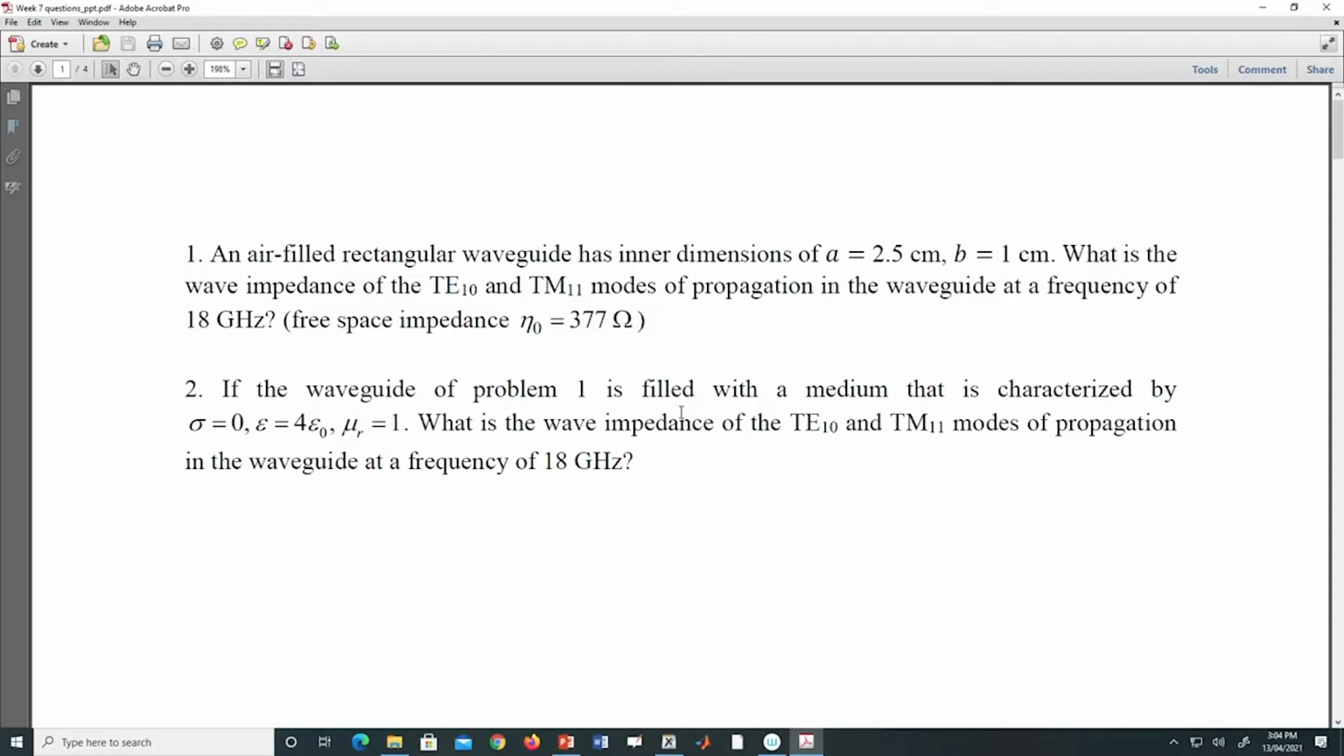So, here A is 2.5 centimeter. We are doing the first problem. A is 2.5 centimeter, B is 1 centimeter. So, we have to calculate the wave impedance of TE10 and TM11 modes of propagation at 18 gigahertz.